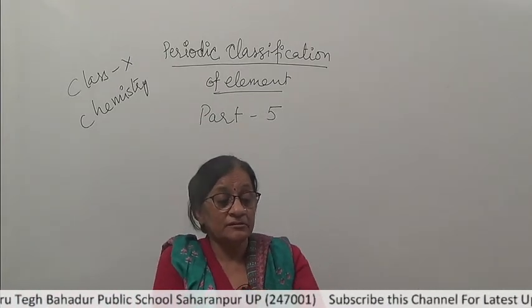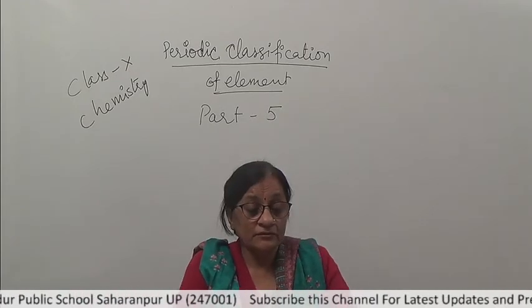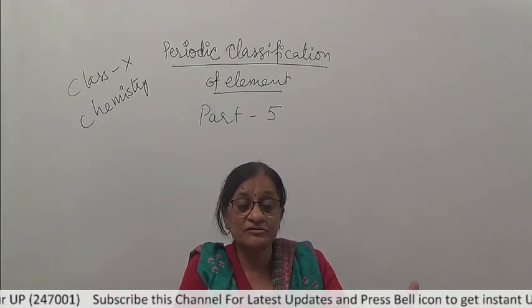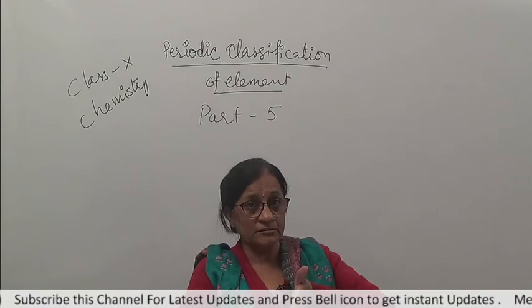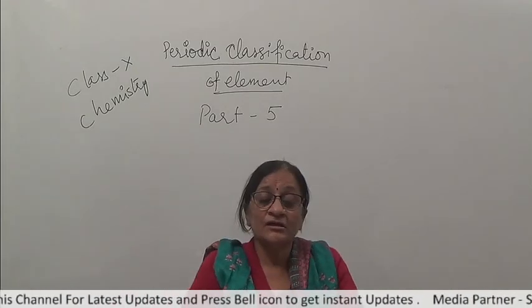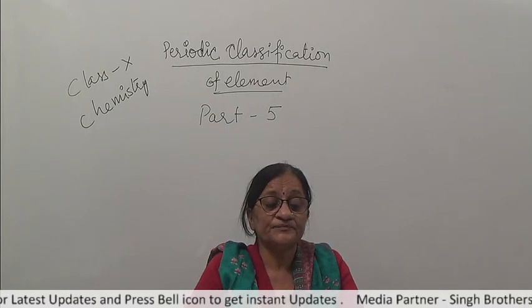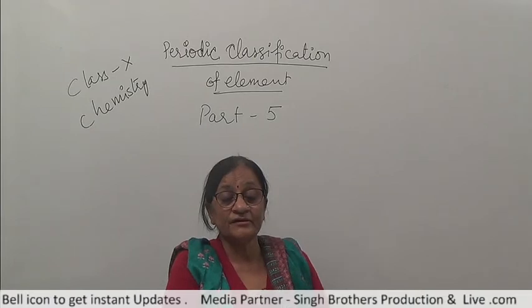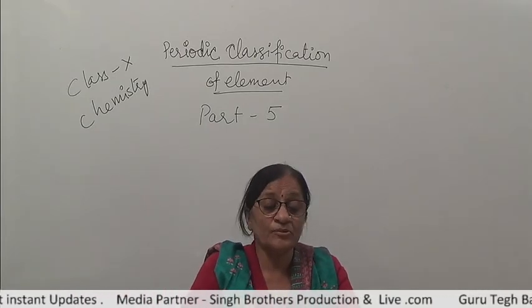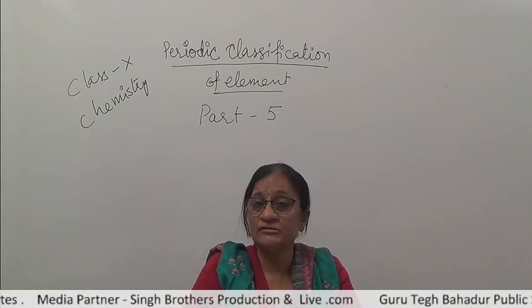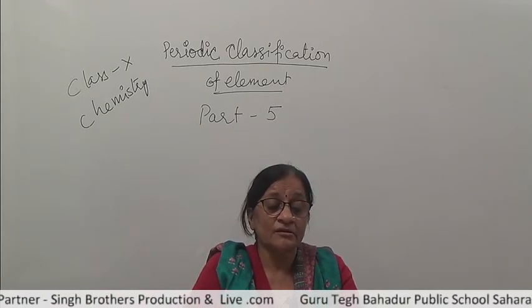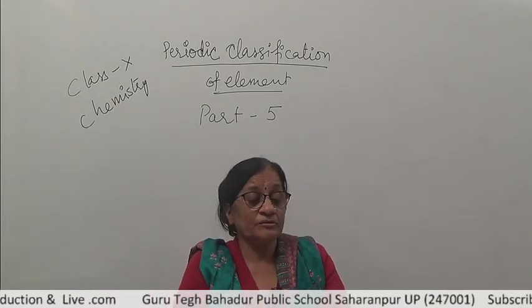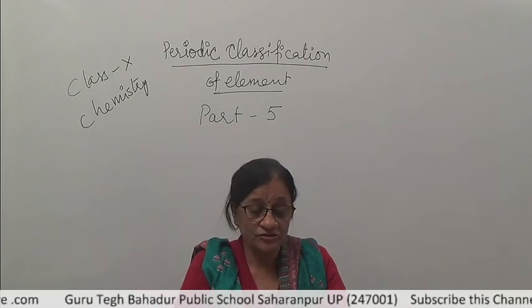And then horizontal rows are called periods. So these are the groups and these are the periods, and periods are 7. About groups, as I discussed yesterday, when the same number of valence electrons are there, it is called a group. Means in any group, the same number of valence electrons are there.